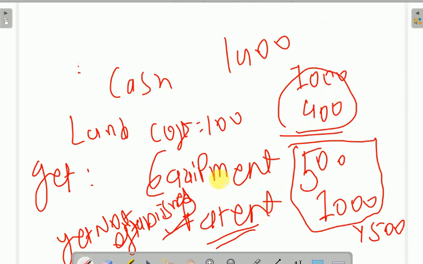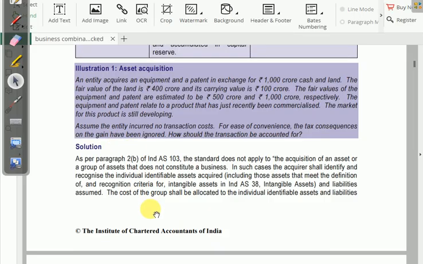So we are getting these two things and giving cash and this land. In such cases, the acquirer shall identify and recognize the individual identifiable assets acquired, including those assets that meet the definition and recognition criteria for intangible asset in Ind AS 38, and liabilities assumed. If you are also acquiring some intangible assets apart from goodwill, then we will value and measure them according to the standards or criteria mentioned in Ind AS 38. But we will not measure goodwill over here.